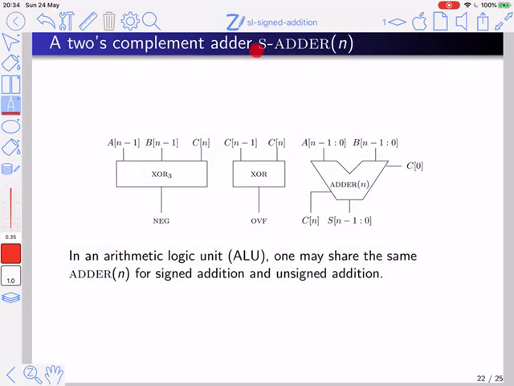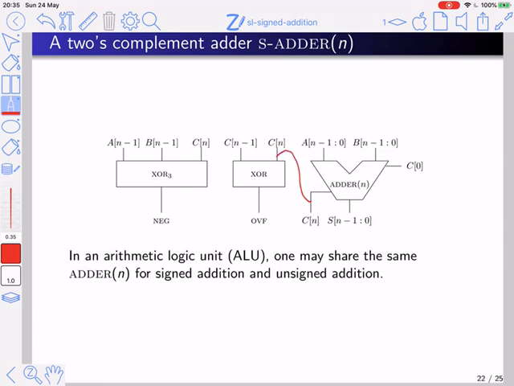The implementation of the 2's complement signed adder is as follows. We take a binary adder, we feed it with A, B, and C0, we get Sn minus 1 and Cn. The overflow is the XOR of these 2 carry bits. Where do we get this carry bit from? Well, this carry bit is exactly this one.